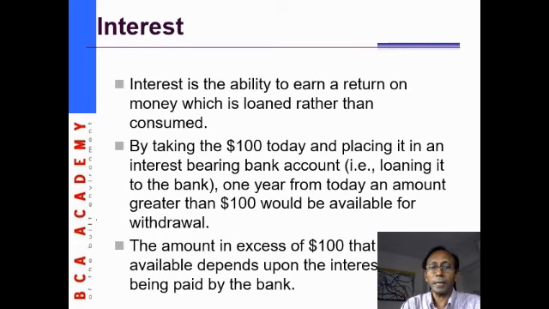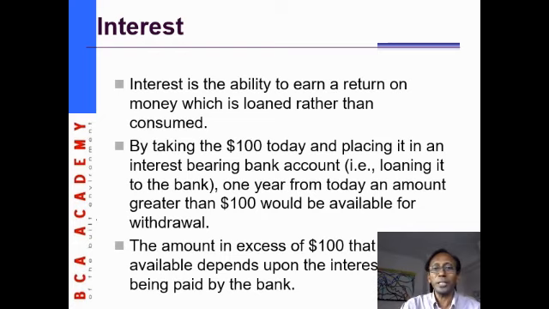So let's start with the first factor, which is interest. Interest is the ability to earn a return on money which is loaned rather than consumed. That means if you have got $100, putting it into the bank, you can get more money out of that $100. But if you consume it today by spending the money in a party, that money is gone.